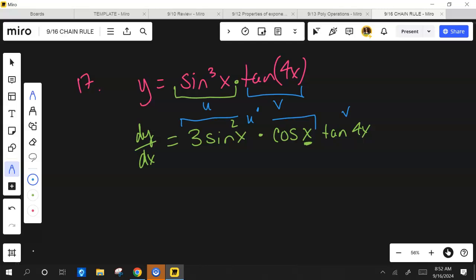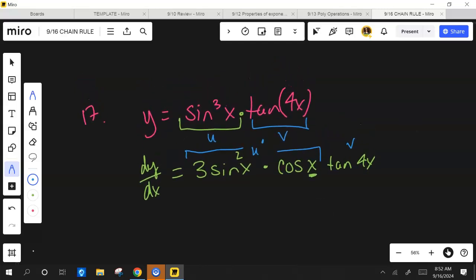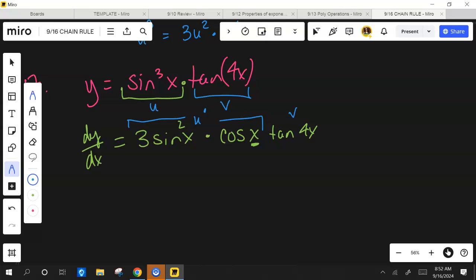Think about it like u cubed. If I found the derivative of u cubed, I would do 3u squared, and then multiply by whatever the derivative of that u was in the middle. Why is it not split? Why is it not plus? In a minute, I've only done the derivative of the first times the second. I've only done half the problem, right?